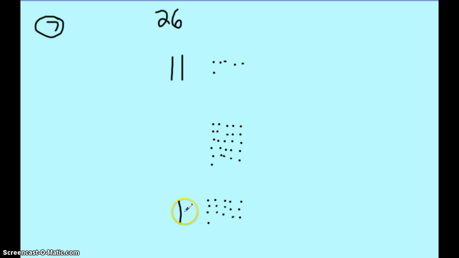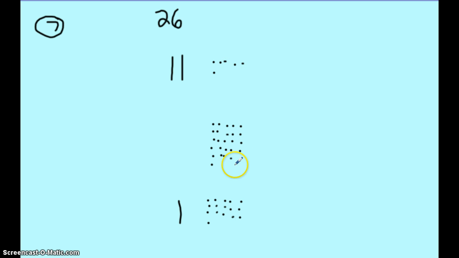And if we counted, that's 10, 11, 12, 13, 14, 15, 16, 17, 18, 19, 20, 21, 22, 23, 24, 25, 26. So these are the 3 ways that we could represent 26 in our base 10 system.